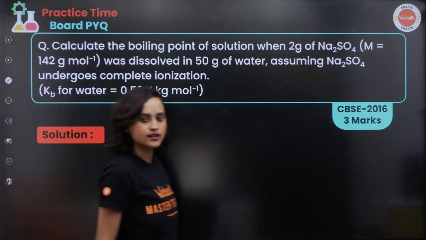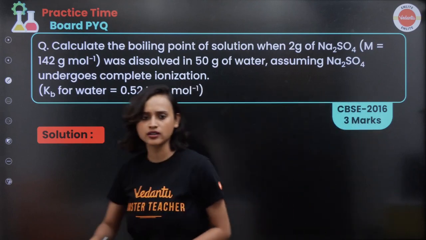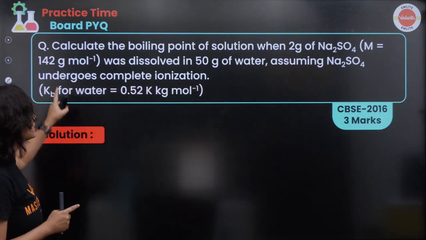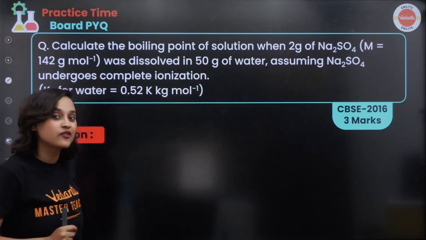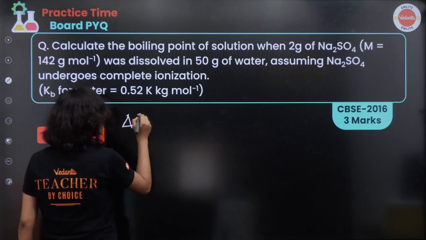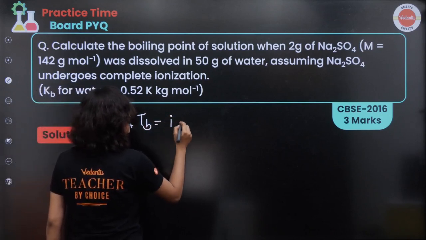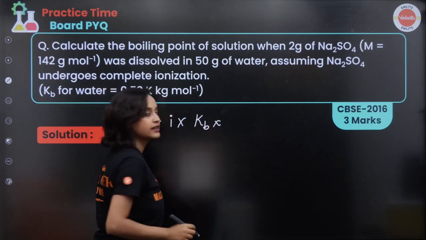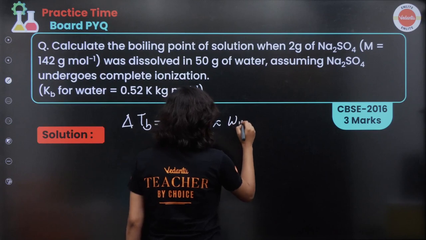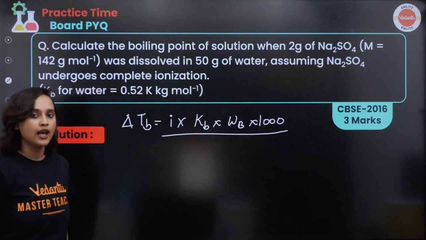Now, let's substitute. We just have to substitute, isn't it? So let's substitute the values in the usual expression that we have. Boiling point is given, so elevation in boiling point we have to calculate. That means no more delta TF. This time we are going to get delta TB. So delta TB is equal to i into KB into WB into 1000 divided by MB into WA.